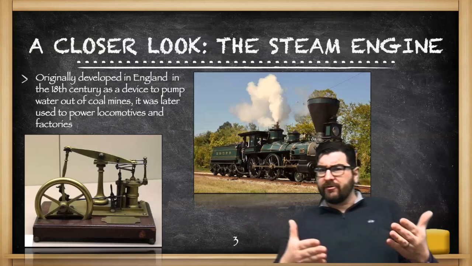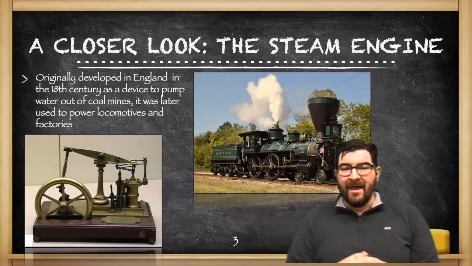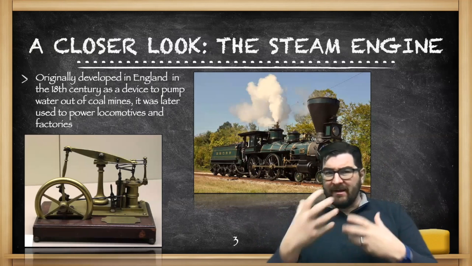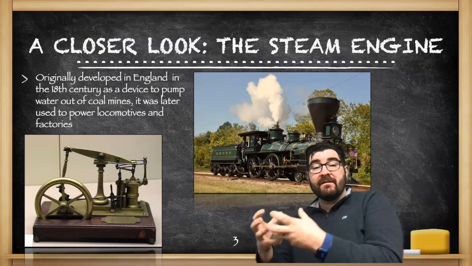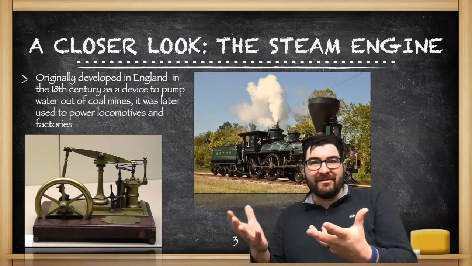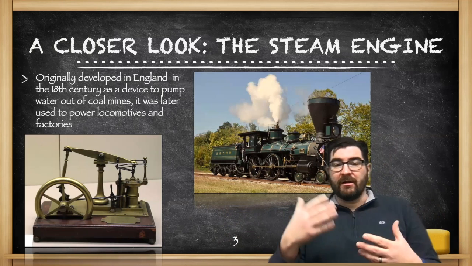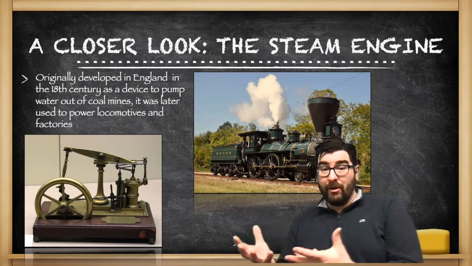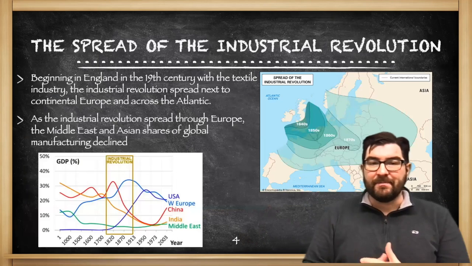So let's start off with a closer look into the steam engine. This was originally developed in England in the 17th century, but then modified and expanded by other inventors as a device originally to pump water out of coal mines. But then obviously the steam engine was used in many different areas, including locomotives and railroads, powering factories, and many other devices.